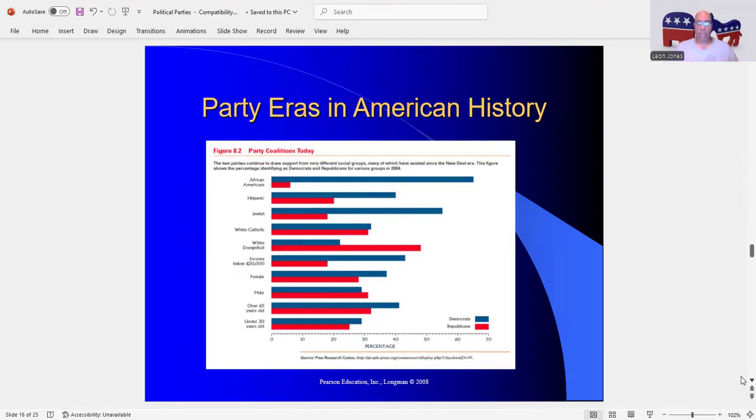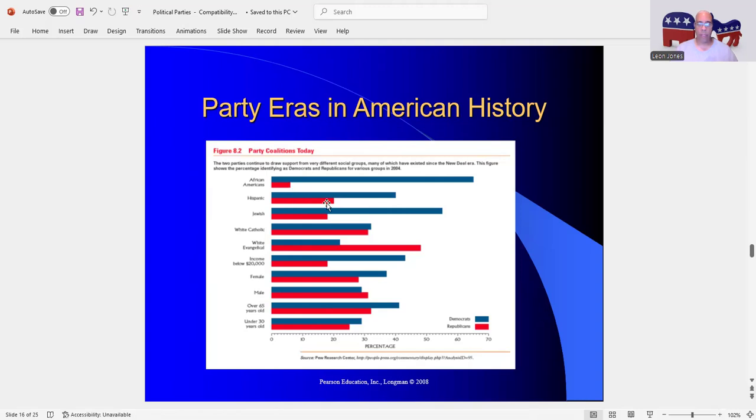And now you can look at party eras in American history. If you look at the blue, that's the Democrats. If you look at the red, that's Republicans. Now, let me show you something. You look at blacks, African Americans. If you look at this bar graph, African Americans make up roughly 65% of the Democratic Party on this graph, and roughly 5% of the Republican Party.